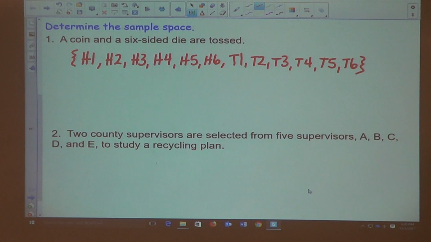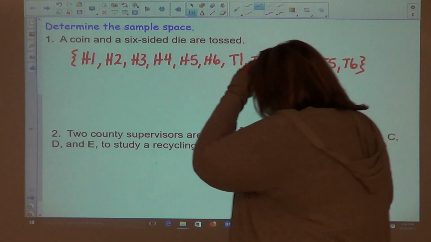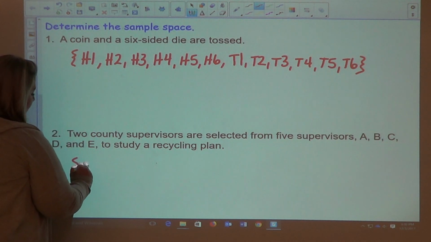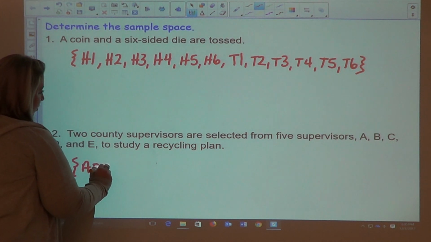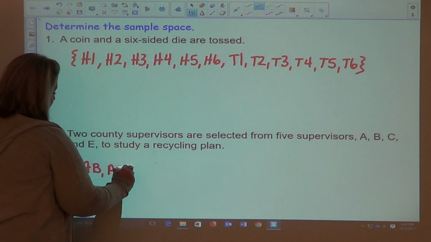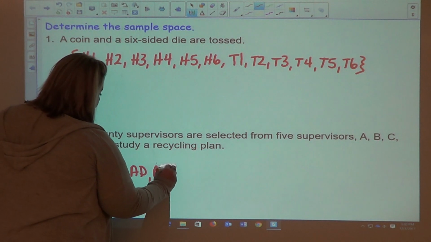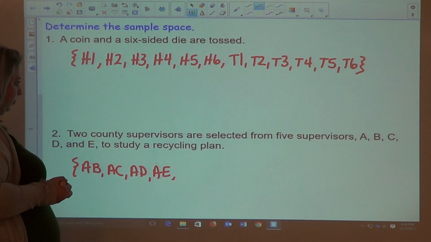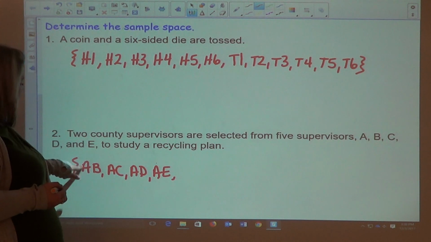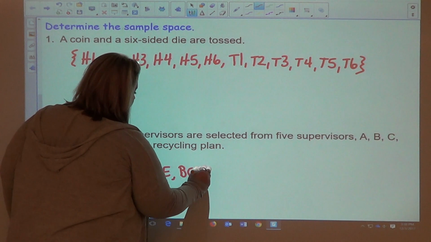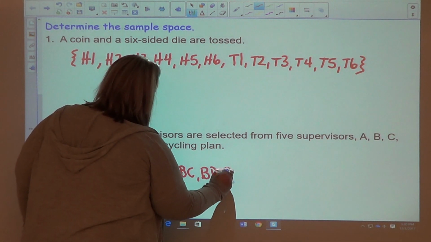Okay, number 2. 2 county supervisors are selected from 5 supervisors, A, B, C, D, and E, to study a recycling plan. Okay, so I'm just going to go in order. So we could get A and B together, or you could get A with C, or you could get A with D, or you could get A with E. Okay, then if I go with B, well B's already been with A, so I could get B with C, B with D, and B with E.